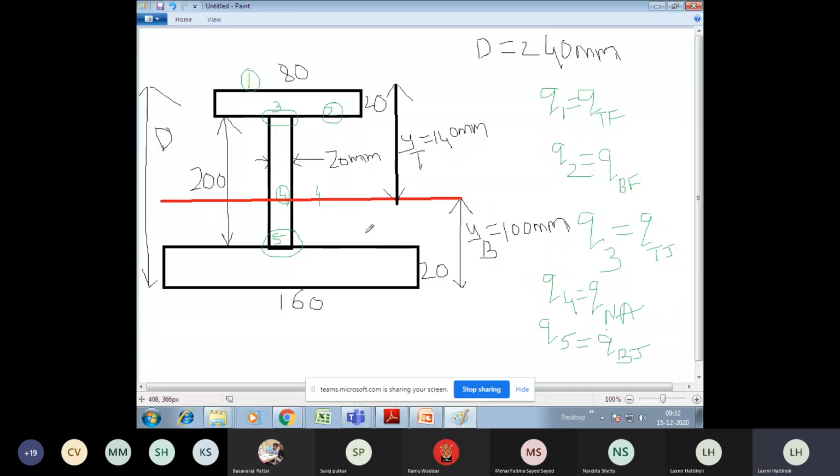Next, calculate the shear stress here. That is the top fiber of the bottom flange, Q6. Calculate it here. Next, the last calculation: do it here. That is the bottom fiber of the bottom flange, Q7. So all these shear stresses you need to calculate for the shear stress variation diagram. I'll tell you what is the difference here.